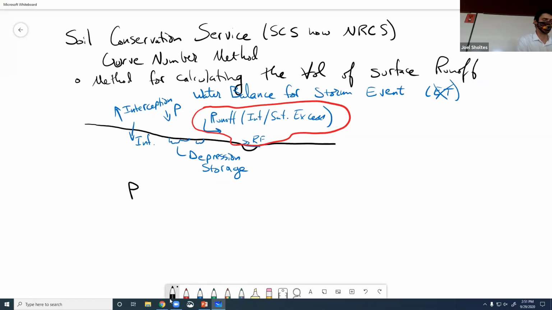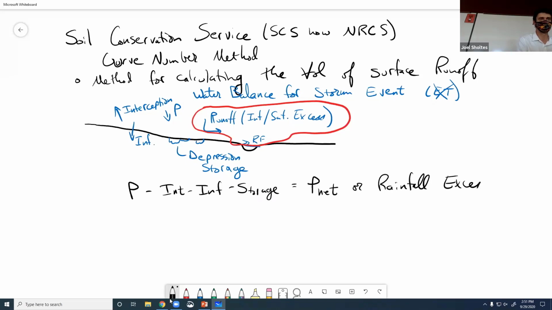If we write this out as a water balance equation, we have P minus what's intercepted minus what's infiltrated minus what's stored, that depression storage. And that's going to equal the net precipitation, also known as rainfall excess. Also known as quick flow from that previous conceptual talk.